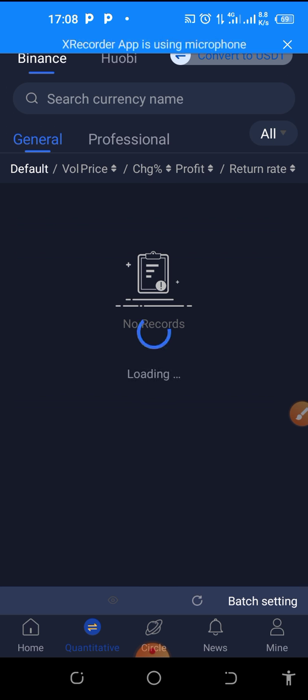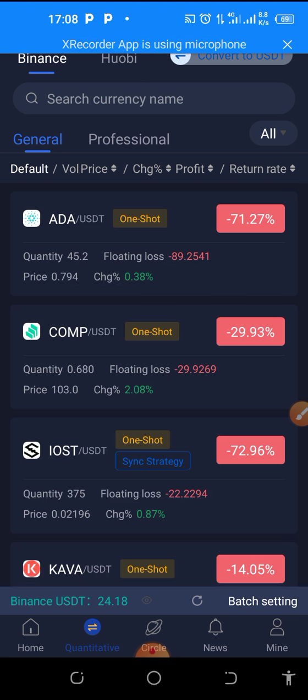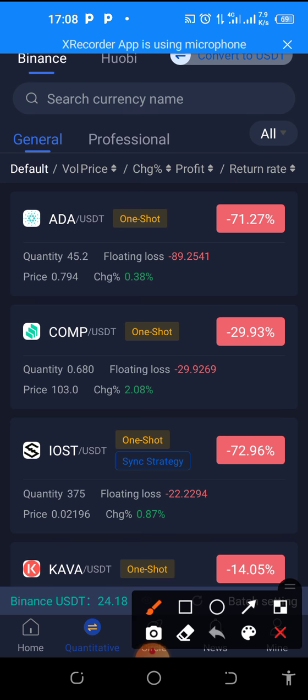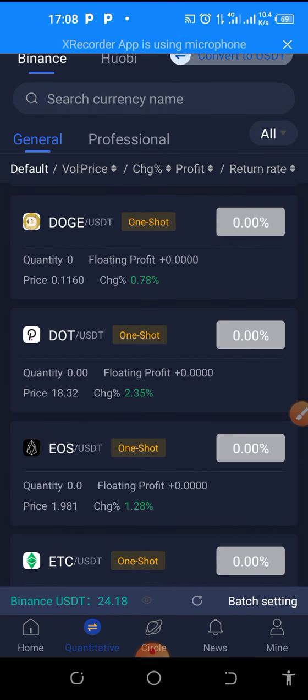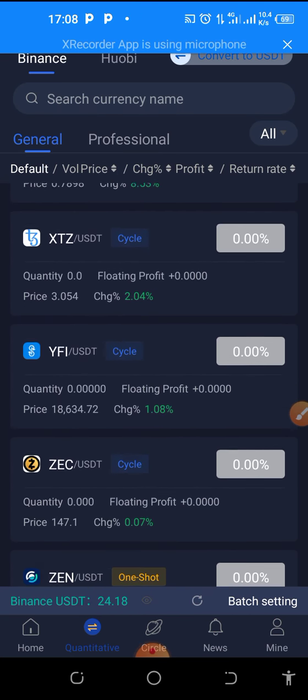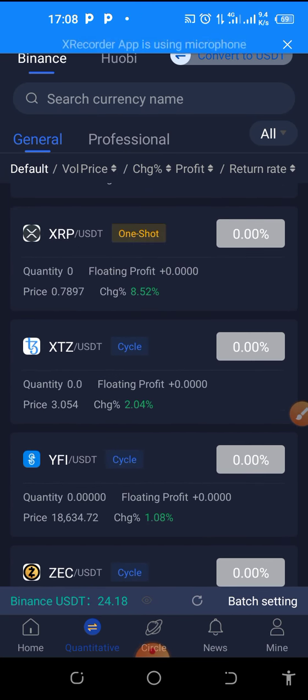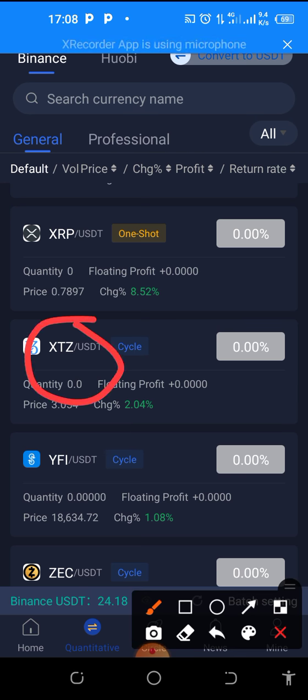So click on it. Once you click on it, it brings you to this page where you have two classes of coins. Some coins are classified under the general, while some under the professional. So you can browse through any of those sections to choose your coin. Let's stay with the general, and I want to choose a coin called XTZ for the purpose of this illustration. So here is XTZ. So I click on it.